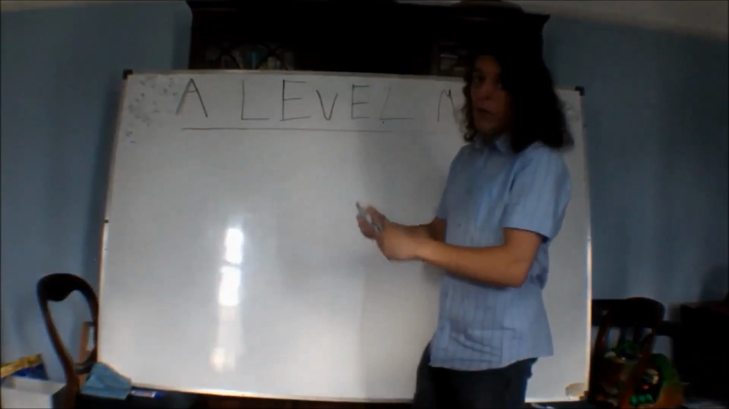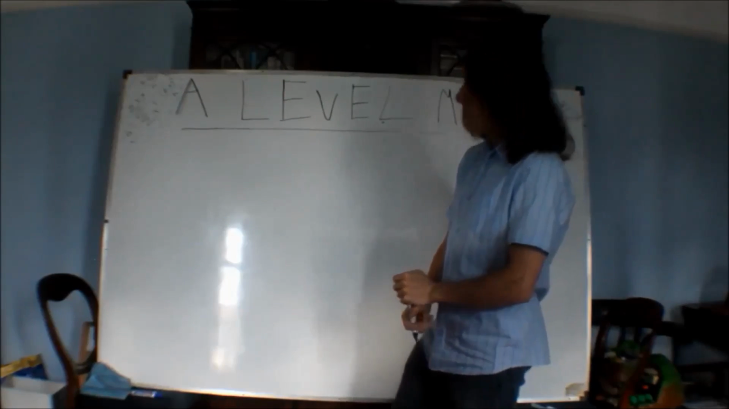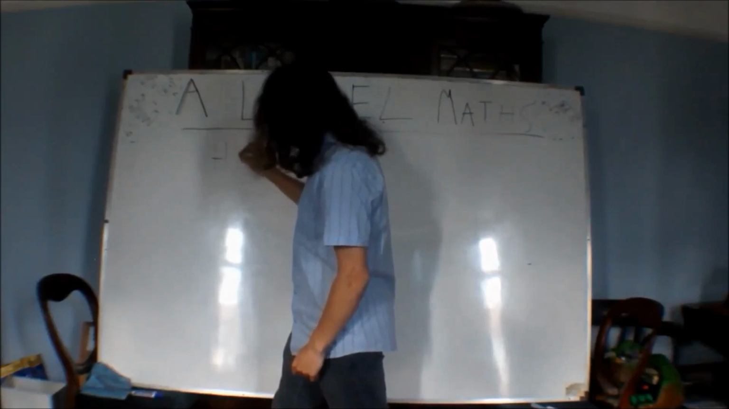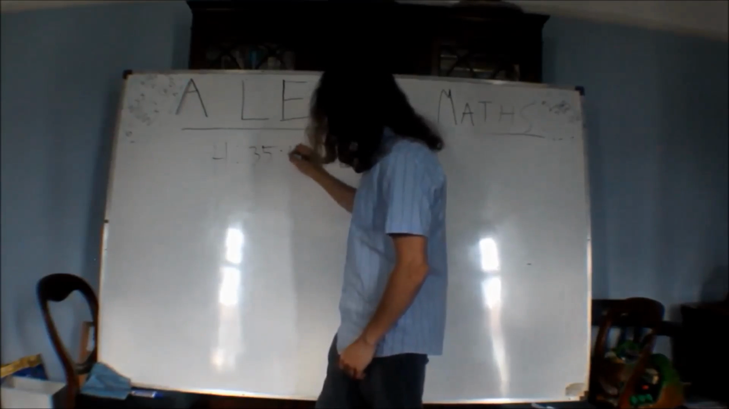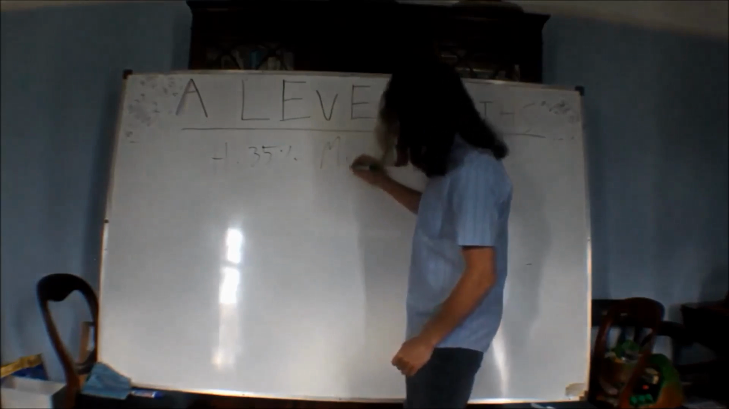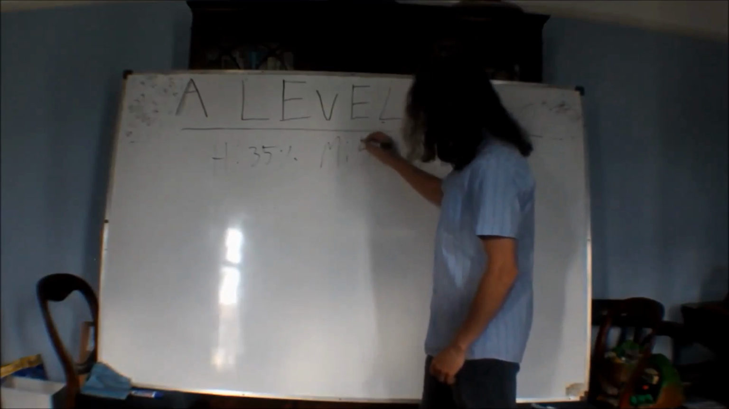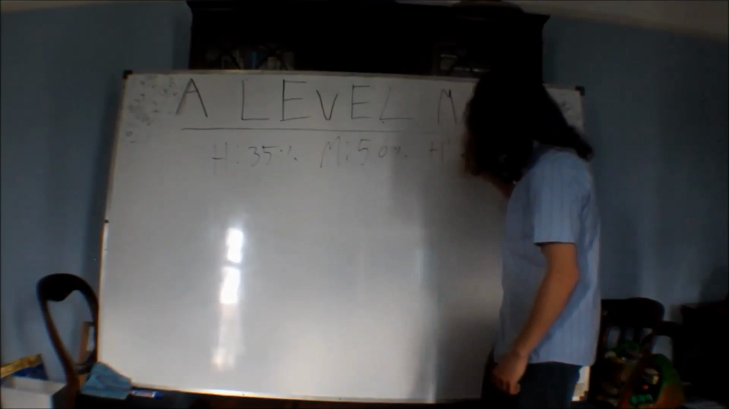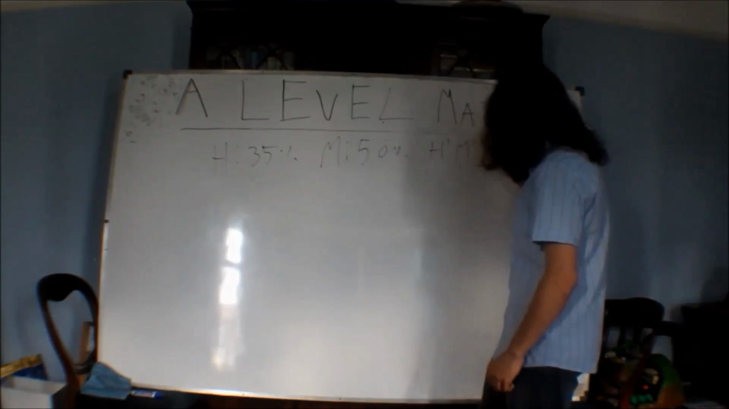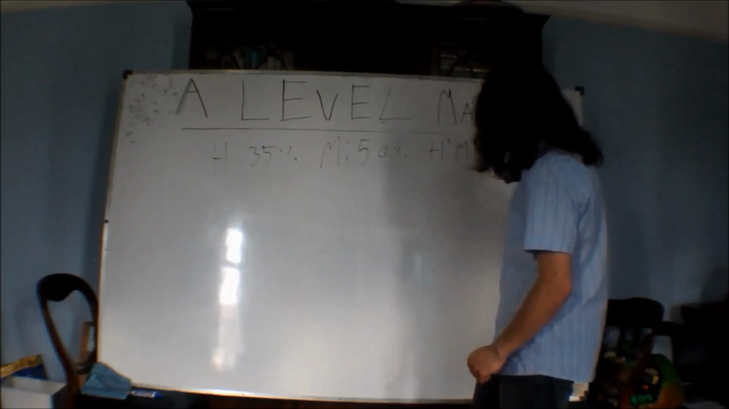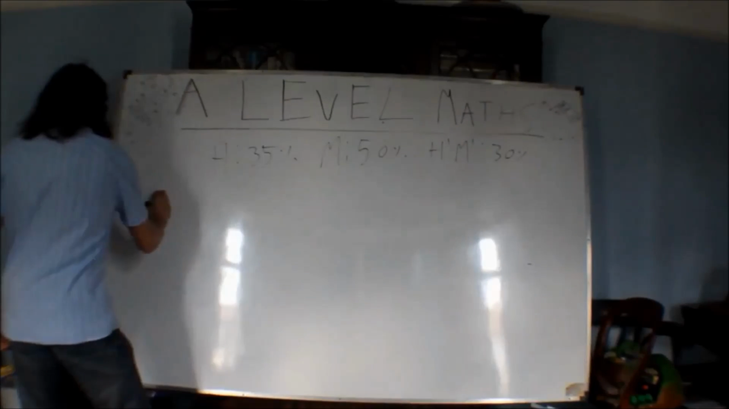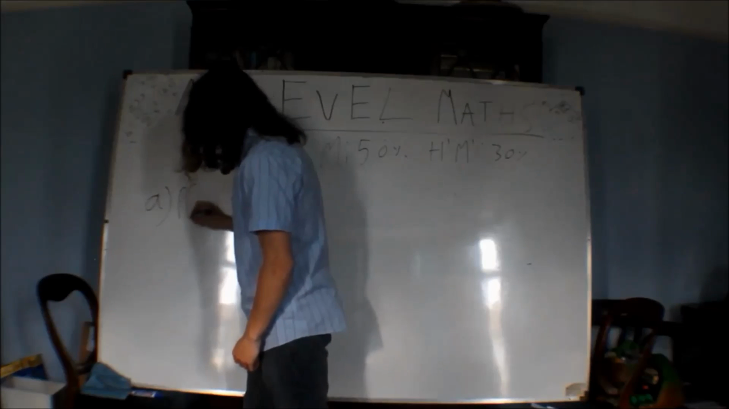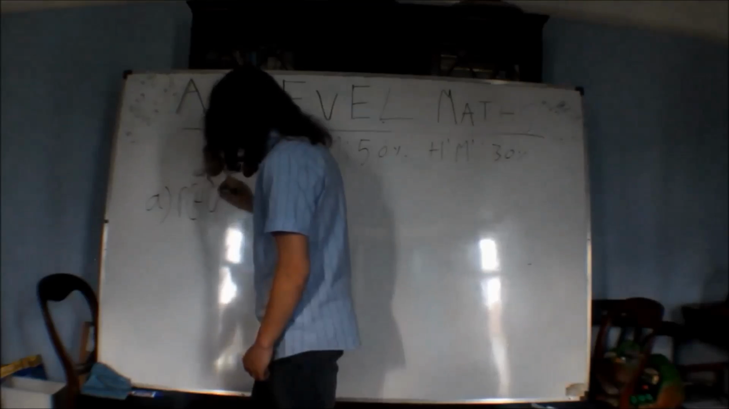The question says, in a college, the percentage of students who study history, H, is 35%. The percentage who study maths, M, is 50%. And the percentage who study neither history nor maths is 30%. A student is chosen at random. Find the probability that the student studies either history or maths. Alright, so that's H union M.